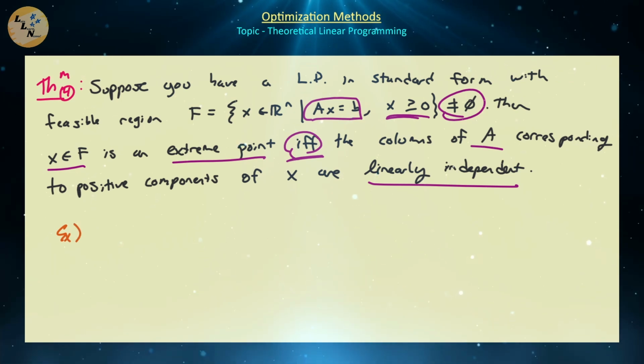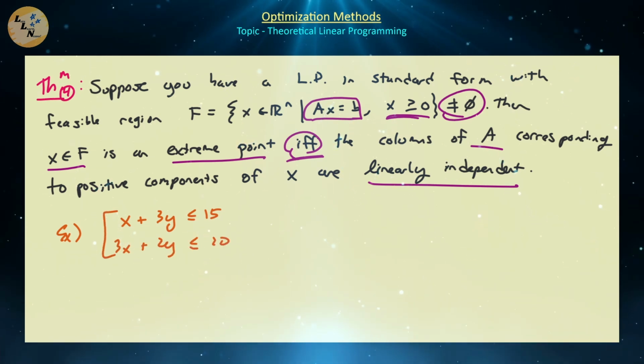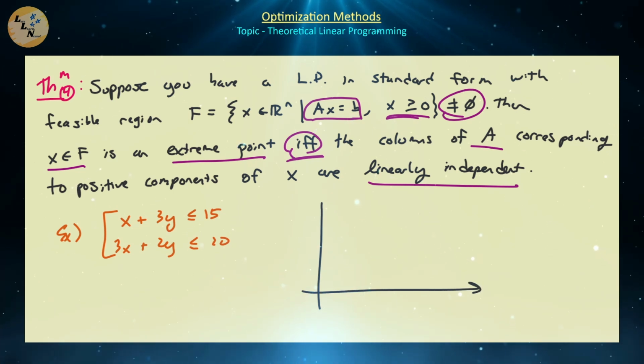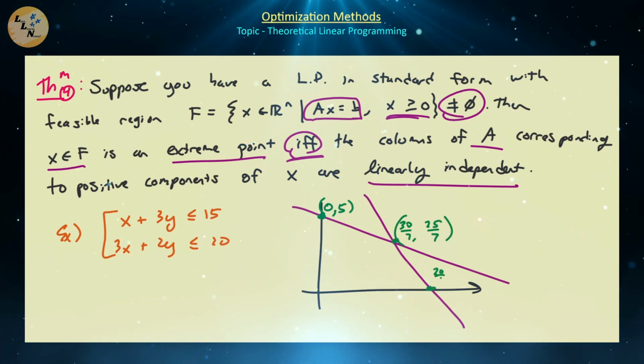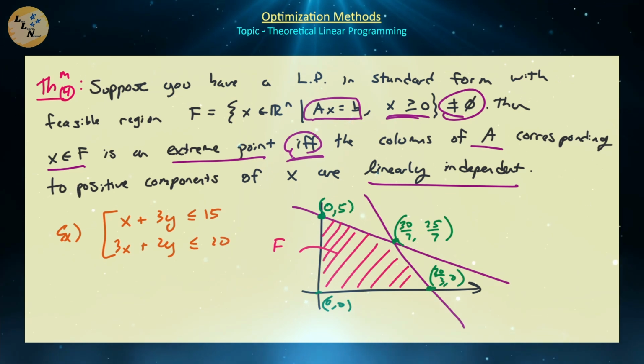So let's assume we have the constraints given by x + 3y ≤ 15 and 3x + 2y ≤ 20. So you should be able to generate the feasible region, at least in two dimensions, for this particular region. So you should be able to show that this is going to be the shape of what we're looking at here, with a few points of interest. So definitely be able to know how to find these points. For example, (0, 5), (30/7, 25/7), and this point here would be (20/3, 0), and that would be the origin (0, 0). And let's just shade the feasible region. So that's going to be our set F.